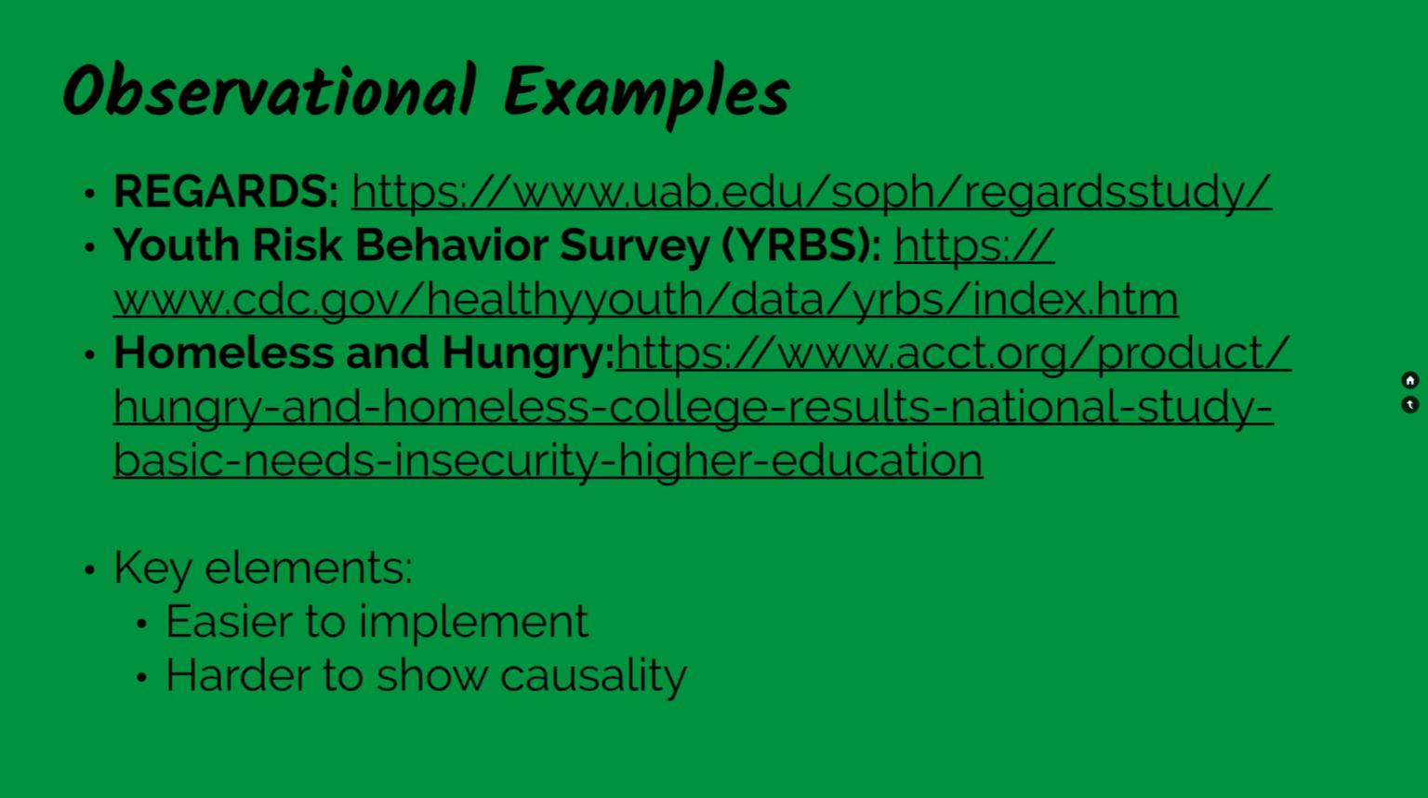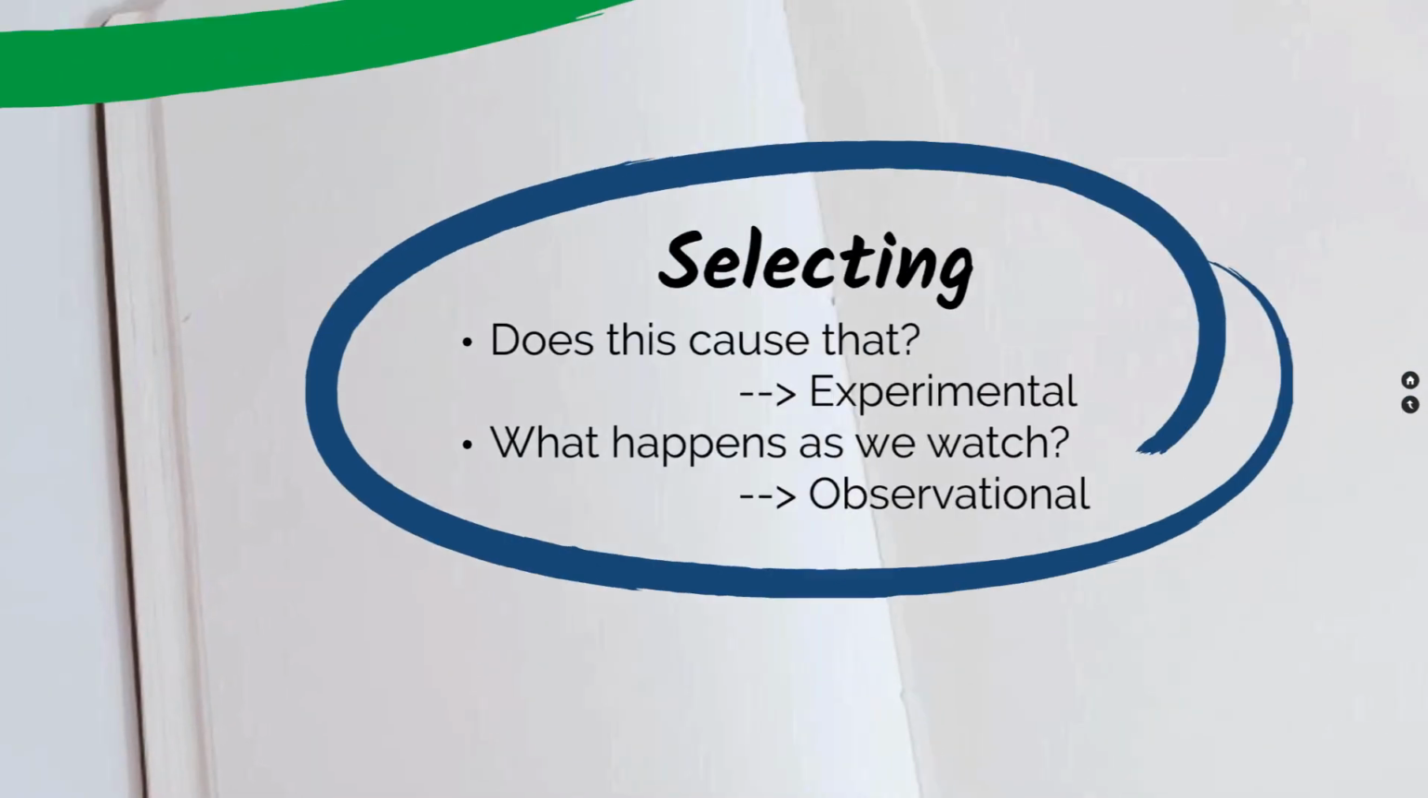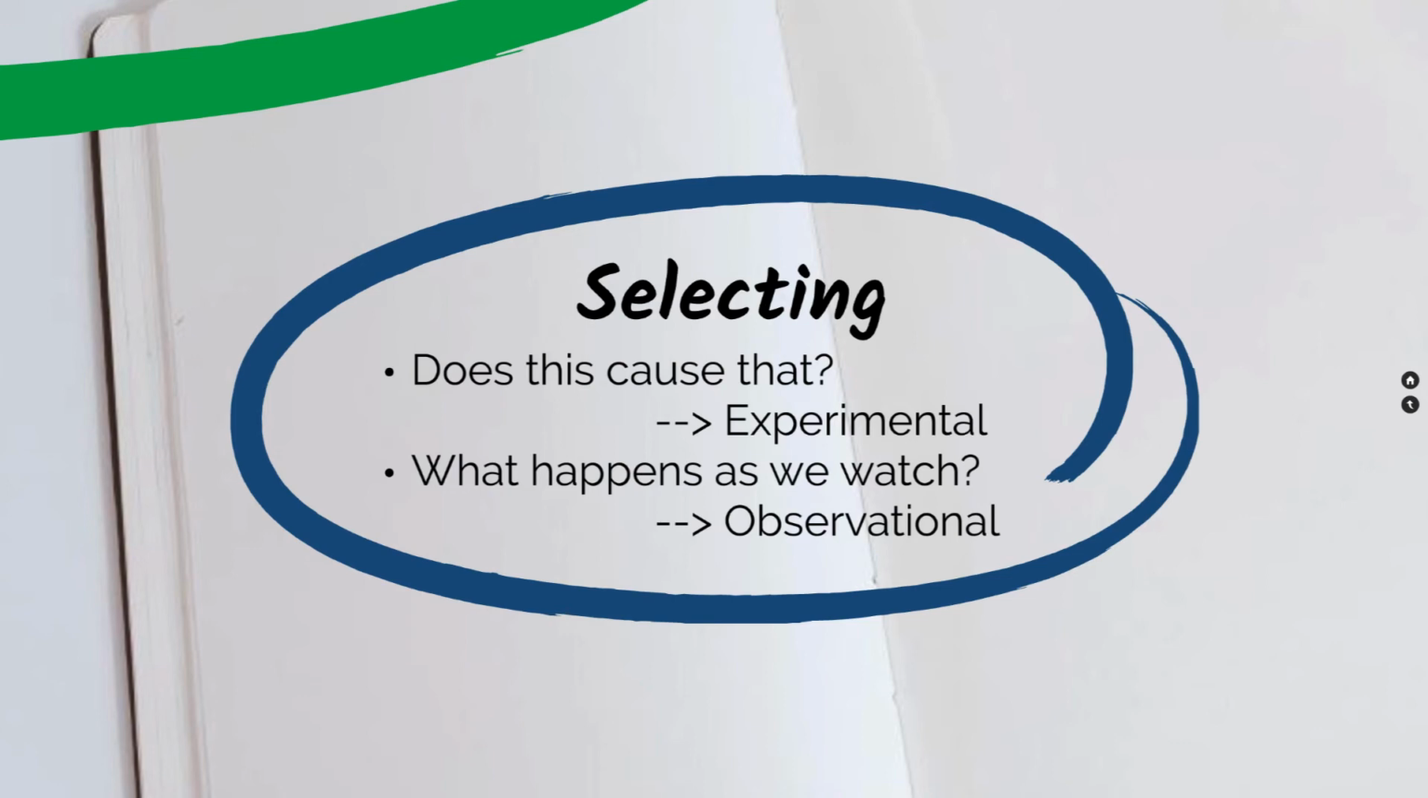The key element with observational examples is that they are much easier to implement than randomized controlled trials, but they are harder in terms of showing causality, saying that this factor causes this outcome. How do you select the type of design? If you're looking to say this factor causes this outcome, that is an experimental design. If you're looking to say what happens to people under these circumstances, then that is an observational study.